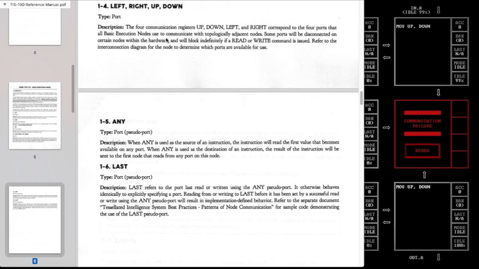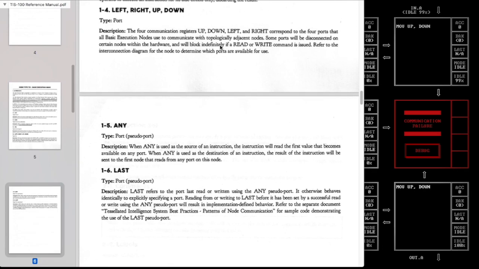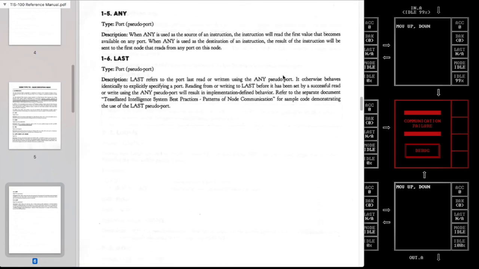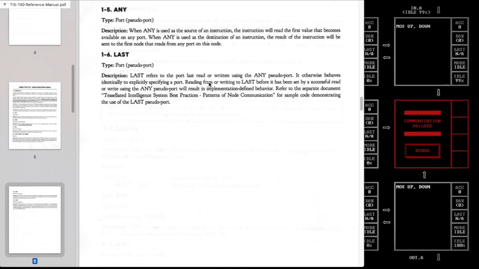Left, right, and up and down. Topologically adjacent nodes. Oh my goodness. See, they have to add the word topologically in here, you know what I mean? Some ports will be disconnected on certain nodes within the hardware. I like how it's easy enough to kind of understand.